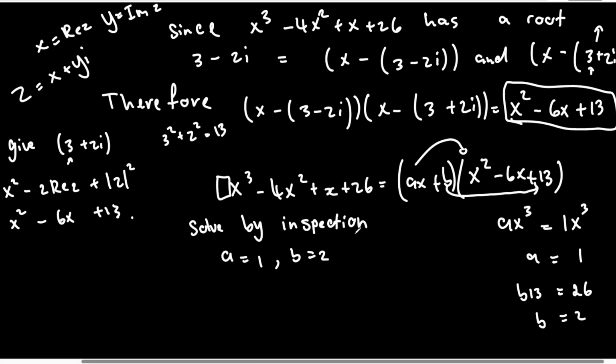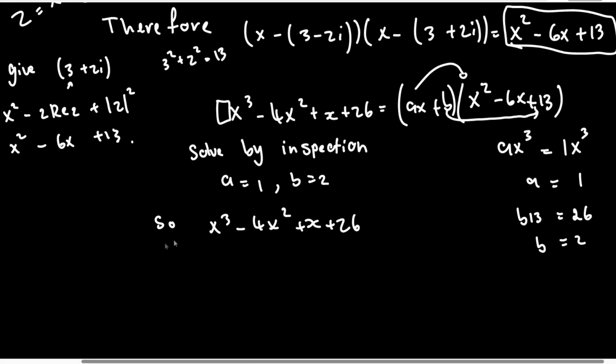So now since we found this, we can then say, in this particular case, that x cubed minus 4x squared plus x plus 26 is in fact equal, if I substitute a and b back, to x plus 2 times x squared minus 6x plus 13.